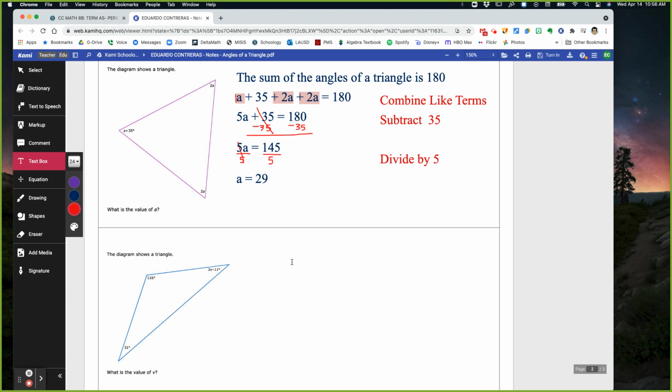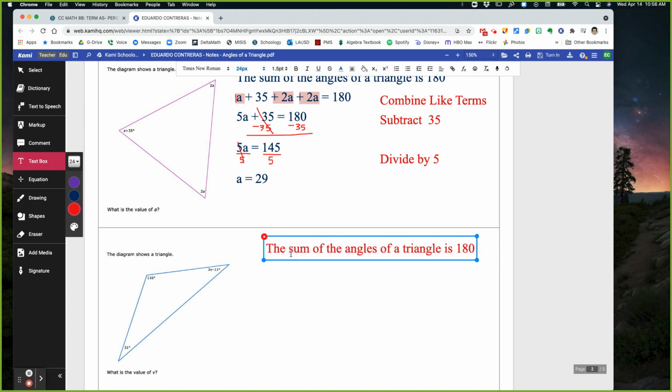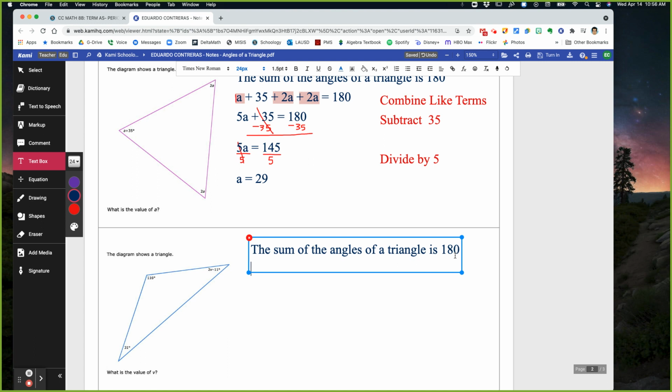So here we've got the same situation. Okay. They have to add up to 180. So that's going to be my first step. I want this in purple though. So I'm going to add up these three sides. I got 2v minus 11 plus 116 plus 31. That has to equal 180.